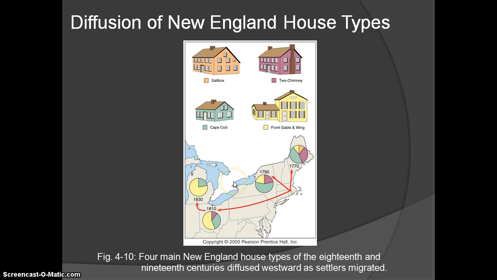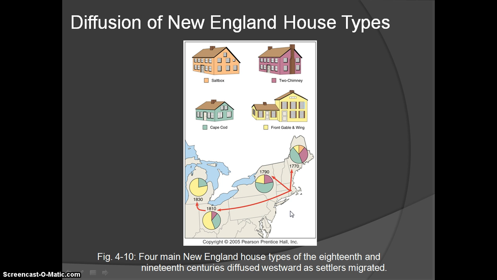And so if we look at this specific example in the illustration that we have here, we have 4 different types of houses that begin here in Massachusetts. You have the salt box, 2 chimney, front gable and wing, and then the Cape Cod house. And then this chart or this map shows you over time the different types of houses and how they diffuse to different parts of the United States.